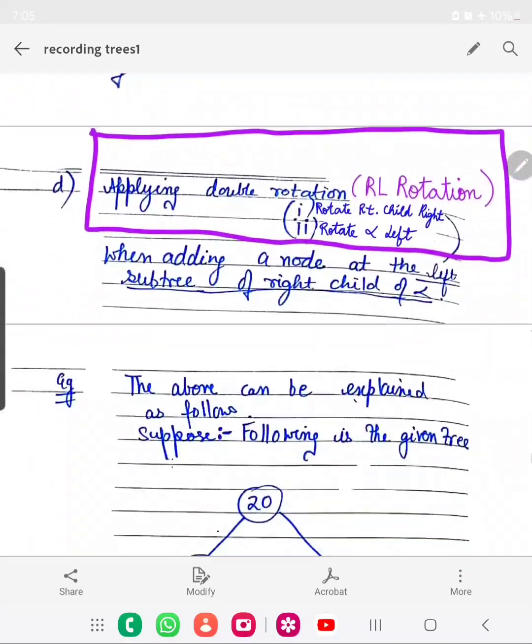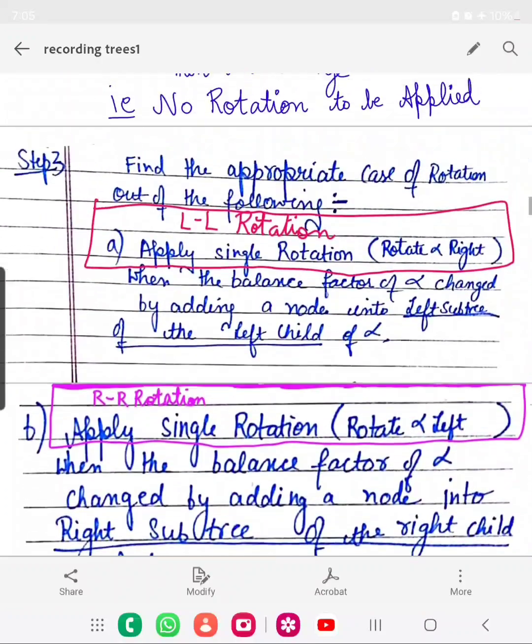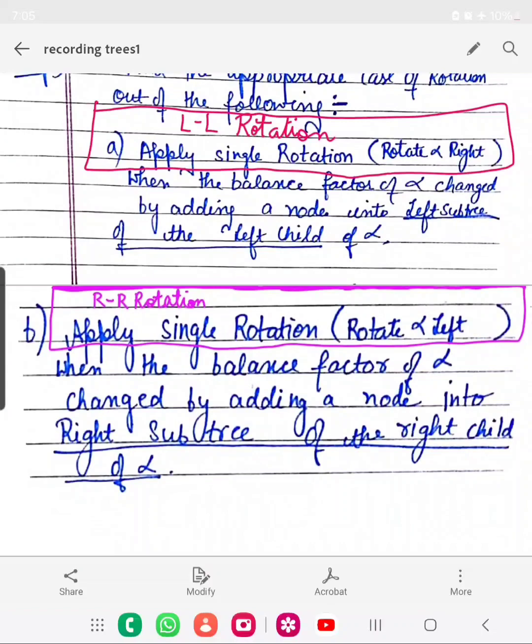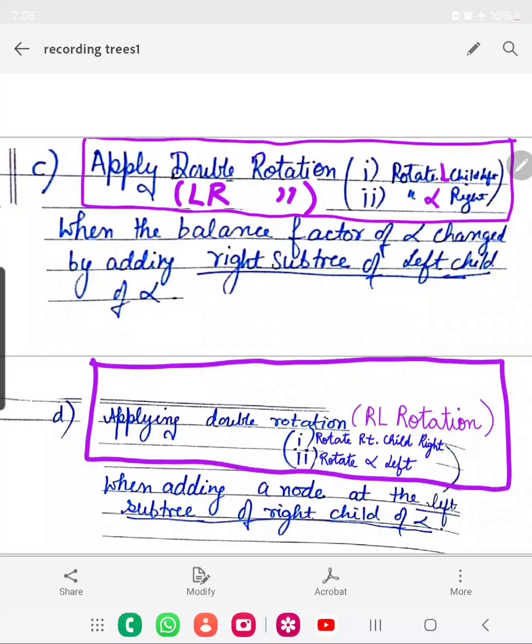There are 4 types of rotation and we have to apply the rotation to make the tree balanced. So let's find out the different types of rotations. There are 2 single rotations and 2 double rotations. The first single rotation is LL. The second single rotation is RR. Then there are 2 double rotations. The third type of rotation is a double rotation, which is LR. The fourth type of rotation is a double rotation, which is RL. Now let's understand with the definition what they mean, and then we will see the examples.